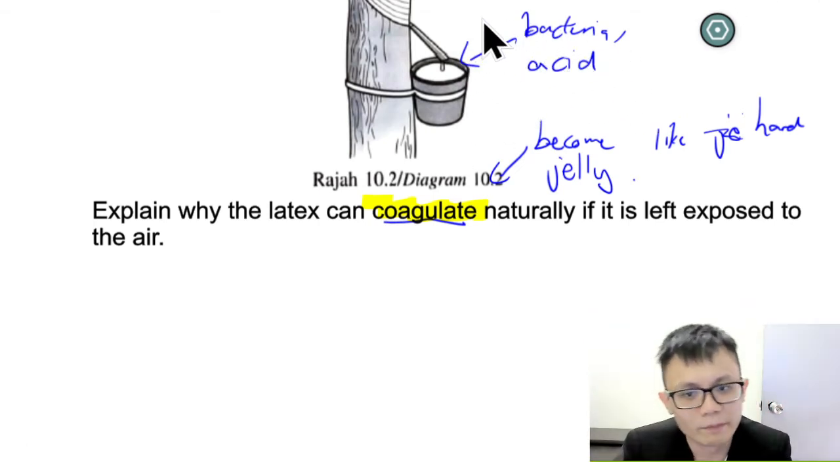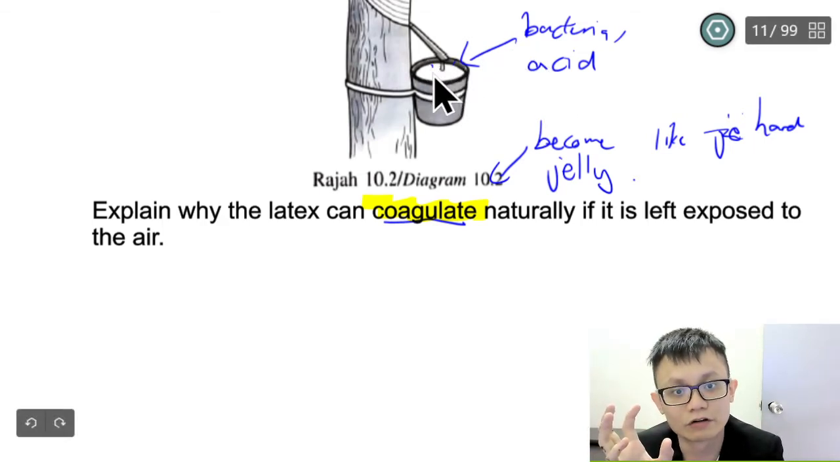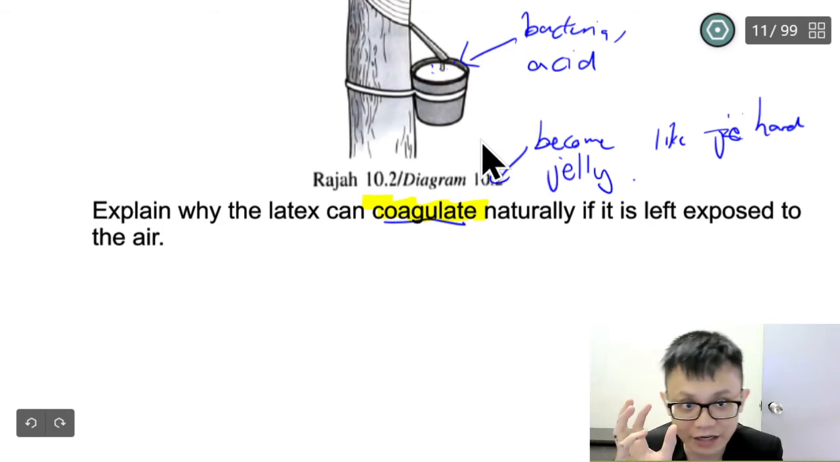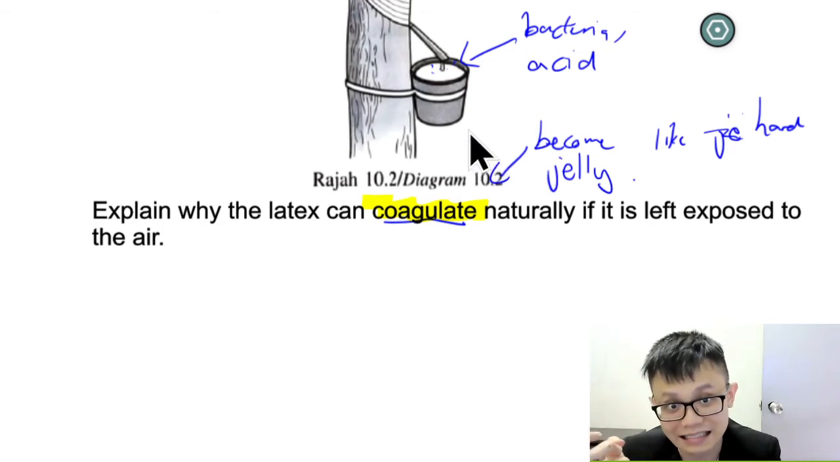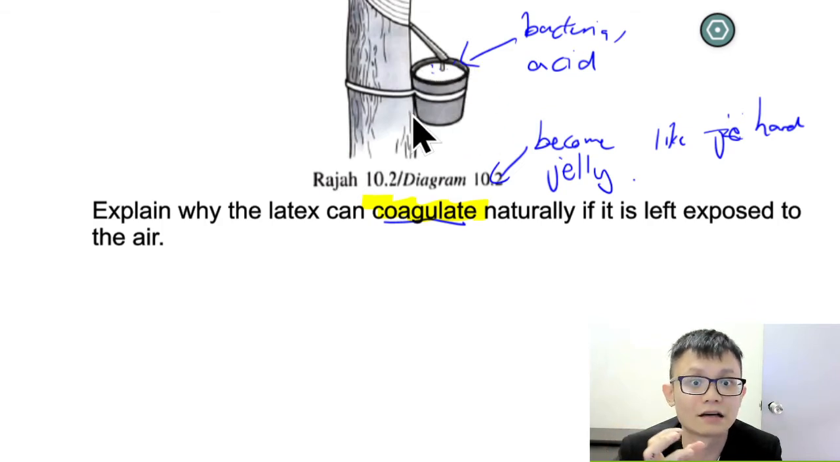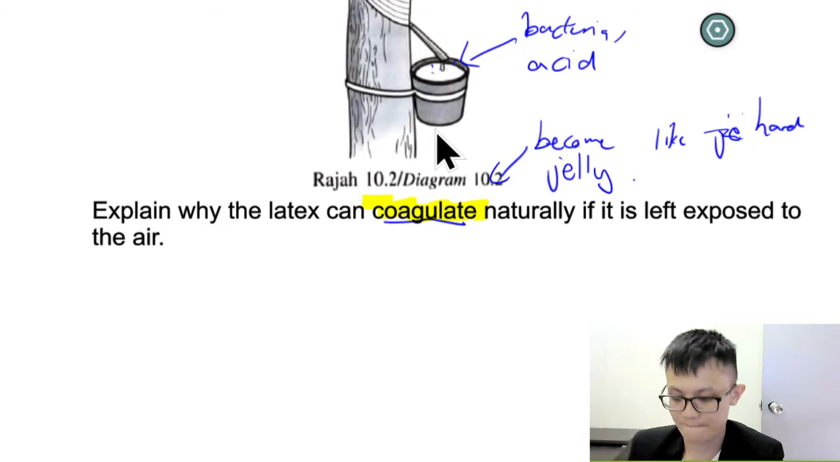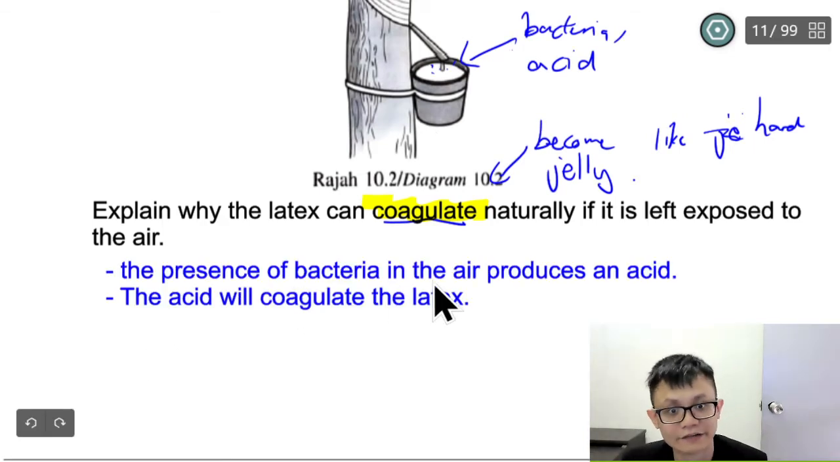Because there's bacteria, when you leave it there very long, the bacteria will grow. Once the bacteria grow, they will produce an acid. The bacteria will make an acid. So the acid will make this thing coagulate. Just as simple as that. Let me put down the answer. The presence of bacteria in the air produces acid, and the acid will coagulate the latex. So the keywords are just bacteria, acid, and coagulation of the latex.